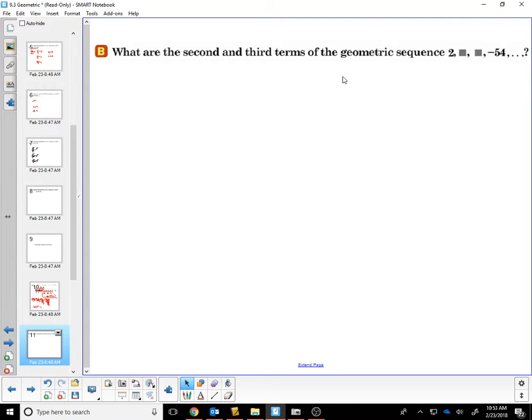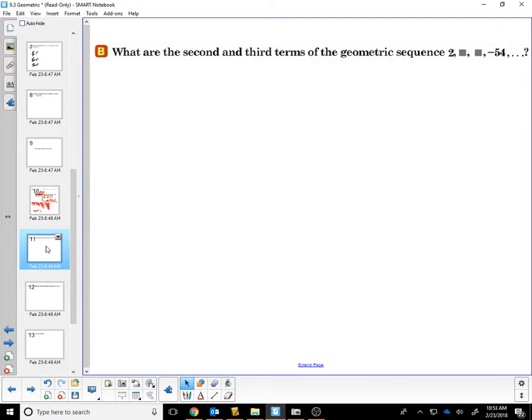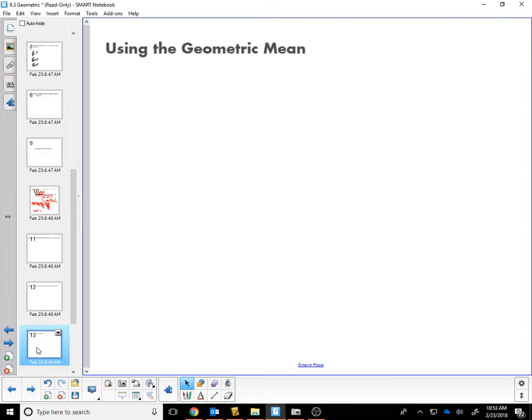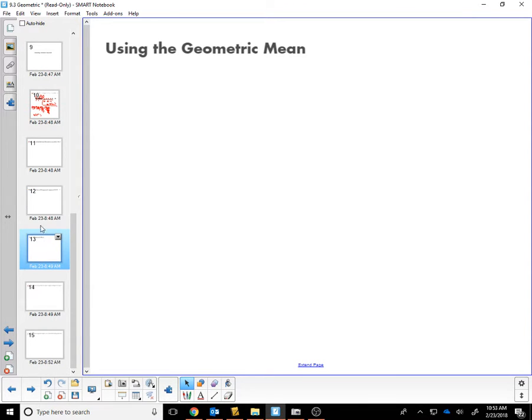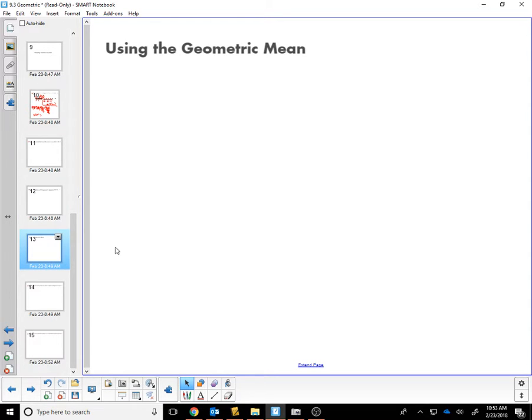What are the second and the third terms of this geometric sequence? What? Why do I have this one? Wait a minute. Am I missing a slide? Maybe they're out of order.